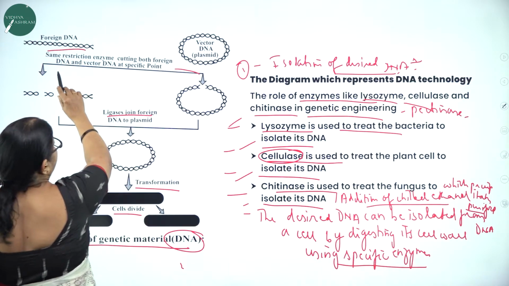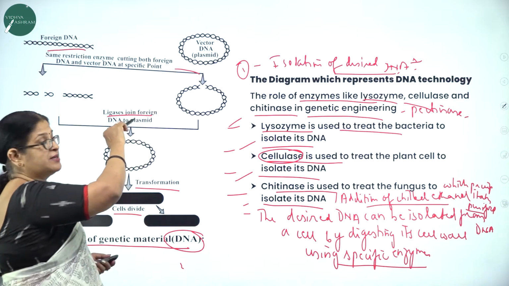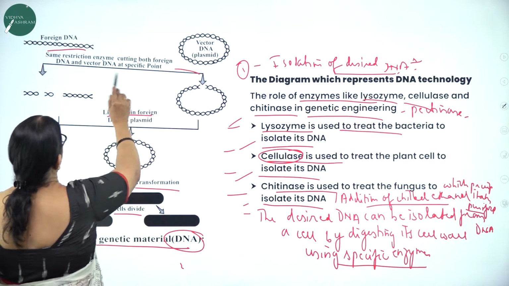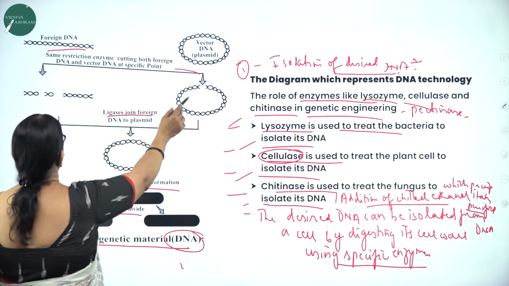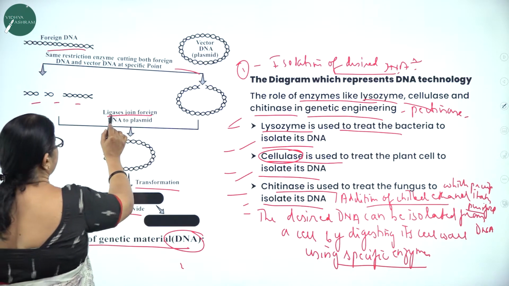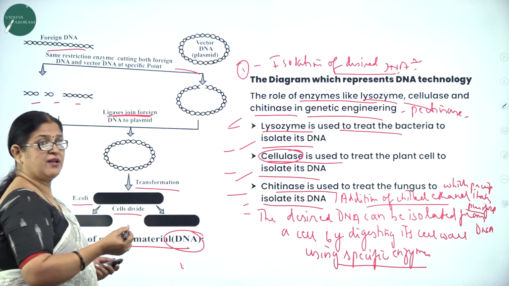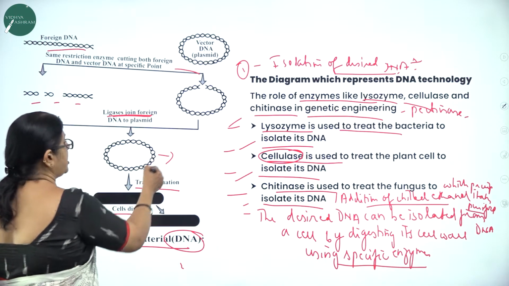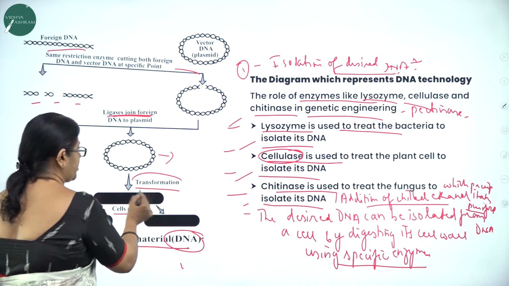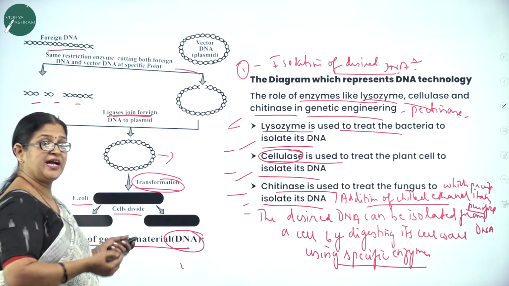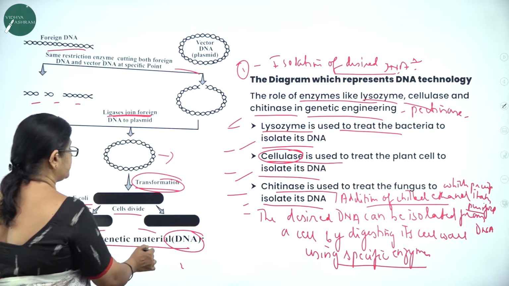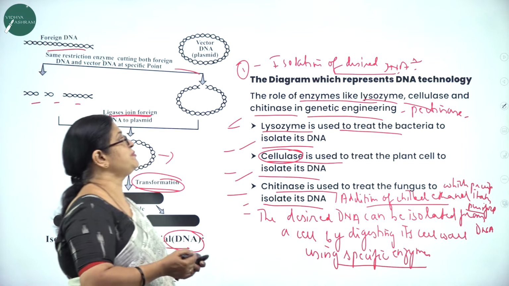So here foreign DNA is taken, vector DNA, that is the plasmid. Here you can see the same restriction enzyme cutting both foreign DNA and vector DNA at specific sites. Then ligases join. As we know, ligases are molecular stitches which are used to join the fragments. So here you can see how it is joined. Here we can see the process of transformation. The desired gene is taken and isolated. Here you can see the cells divide. So what are the steps that are involved?